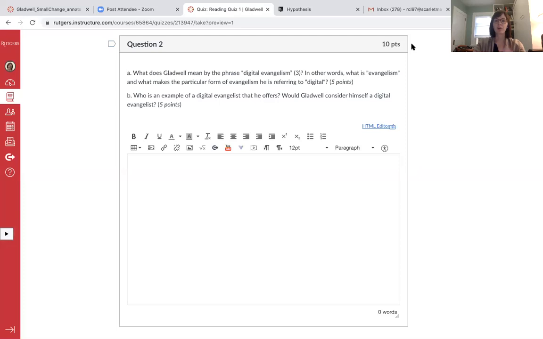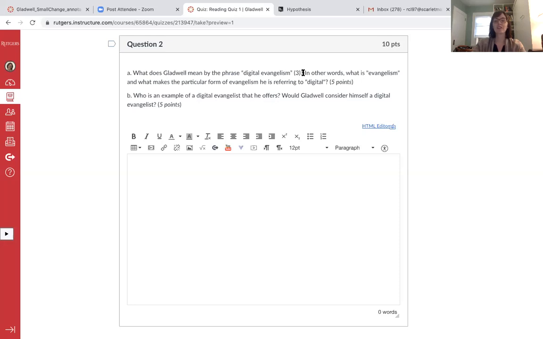Okay, so I pulled up question number 2. So part A of that question: what does Gladwell mean by the phrase digital evangelism? In other words, what is evangelism and what makes the particular form of evangelism he is referring to digital? Okay, so for part A, normally later in the semester, if you receive a question like this on a quiz, it's actually just going to have the first part. So: what does Gladwell mean by the phrase digital evangelism? But here, since it's the beginning of the semester and we're learning these close reading skills, active reading skills, I wanted to give you more structure.